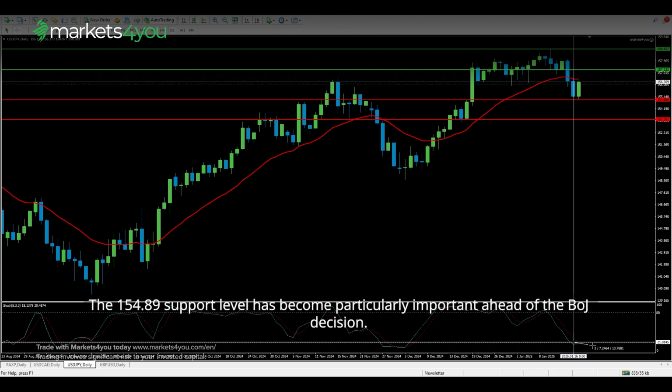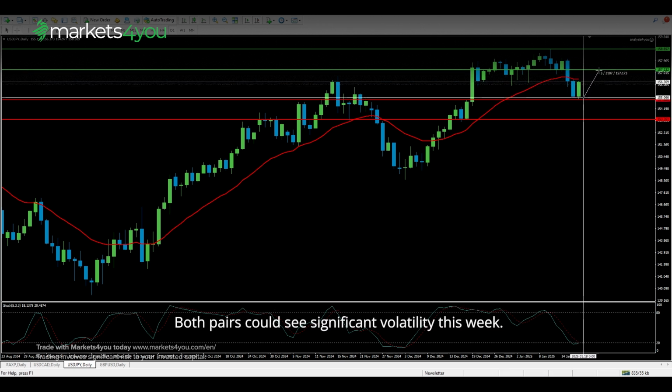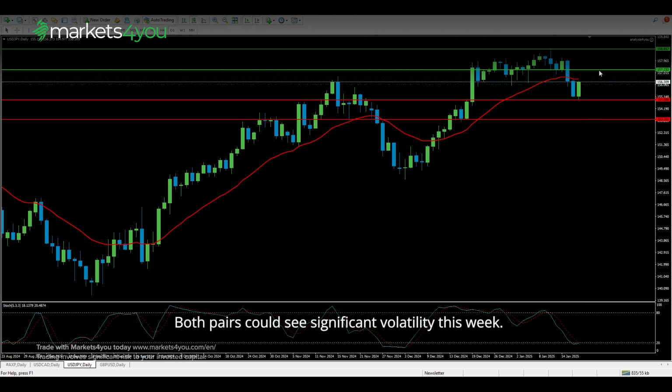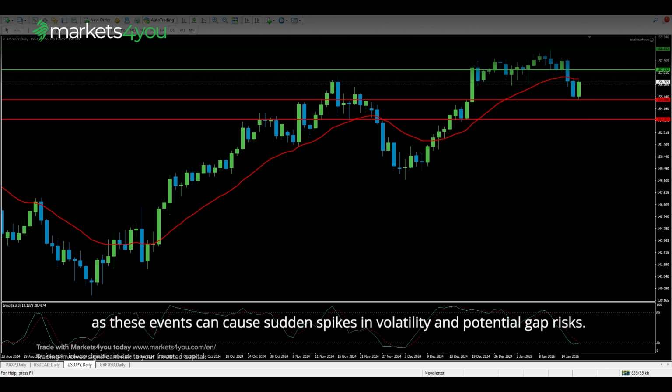The 154.89 support level has become particularly important ahead of the BOJ decision. Both pairs could see significant volatility this week. Traders should be particularly cautious during UK employment data on Tuesday and the BOJ rate decision on Friday, as these events can cause sudden spikes in volatility and potential gap risks.